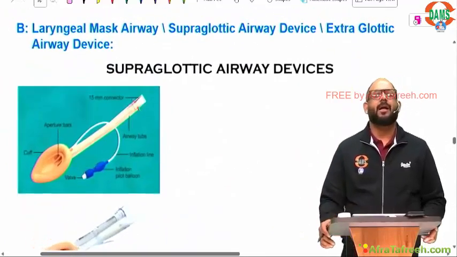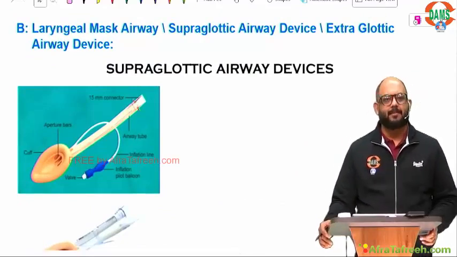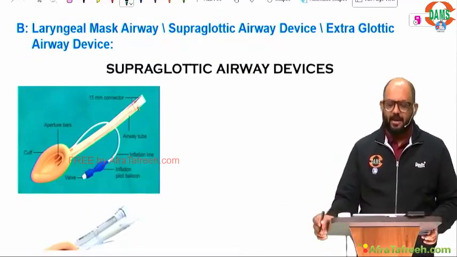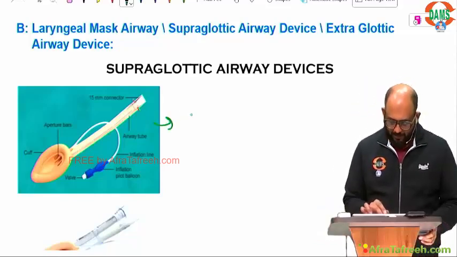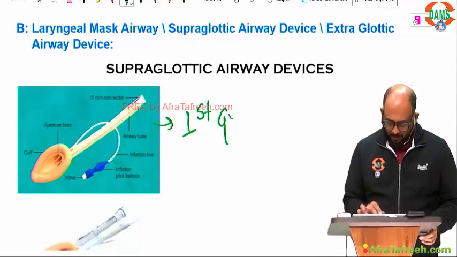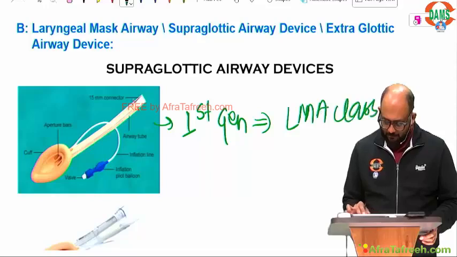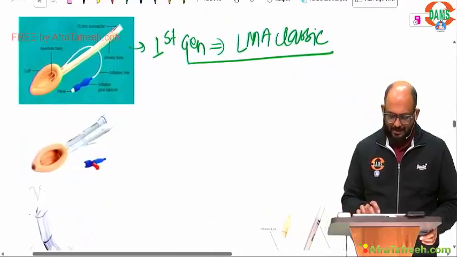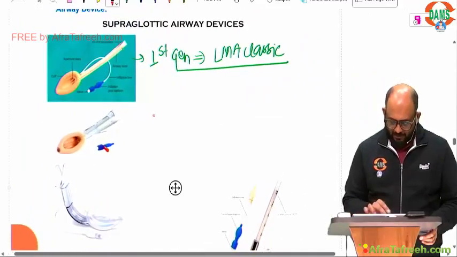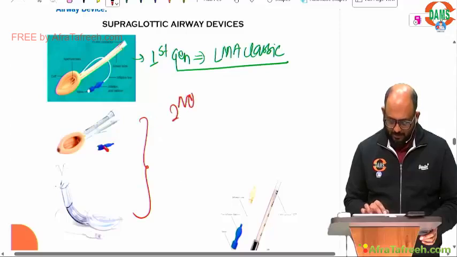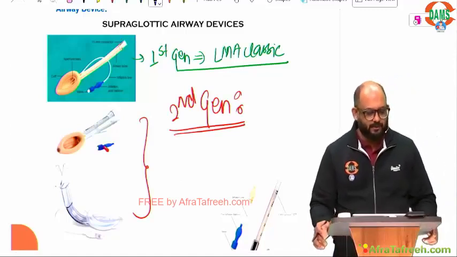Next we come to laryngeal mask airway, also called as supraglottic airway device, LMA, SAD, extraglottic airway device or EGA. This is first generation. What is the example? LMA classic. Then you have second generation devices. What is the difference between first and second generation?